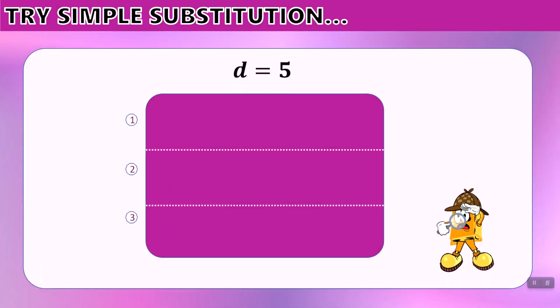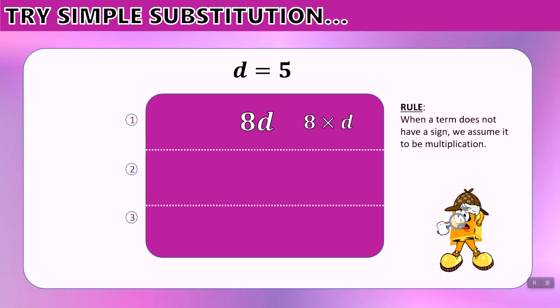How about if d equals 5, what is the value of 8d? Now I don't see a sign between 8 and d, and that means that this is multiplication. When a term does not have a sign, we assume it to be multiplication. So 8d is really 8 times d. And so 8 times d in this case is 8 times 5, which is 40.